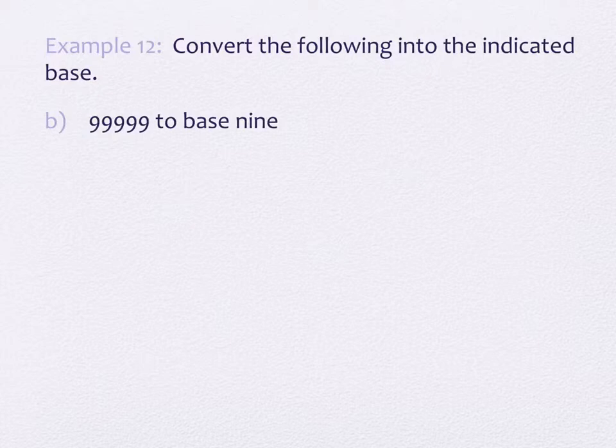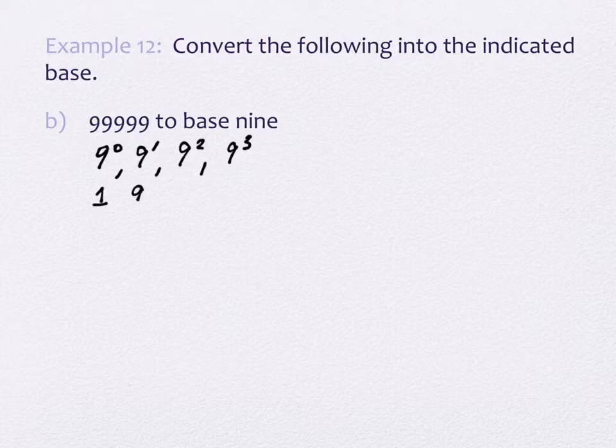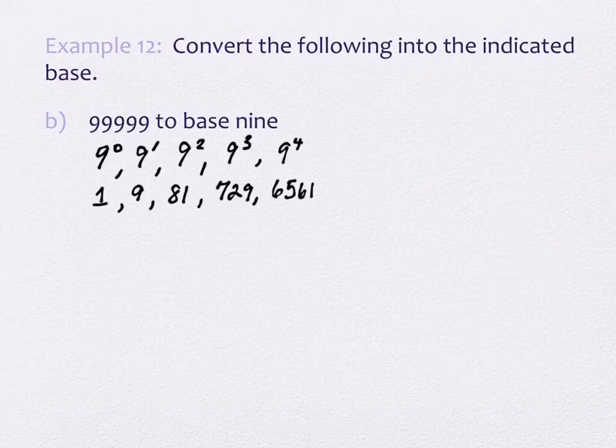We are converting 99,999 into base 9, which means I need to know what the powers of 9 are. So 9 to the 0, 9 to the 1, 9 squared, 9 cubed. So 9 to the 0, of course, is 1. 9 to the 1 is 9, and 9 squared is 81. So those are probably all the ones you've memorized. What is 9 cubed? 729. 9 to the 4th? 6,561. 9 to the 5th? 59,049.